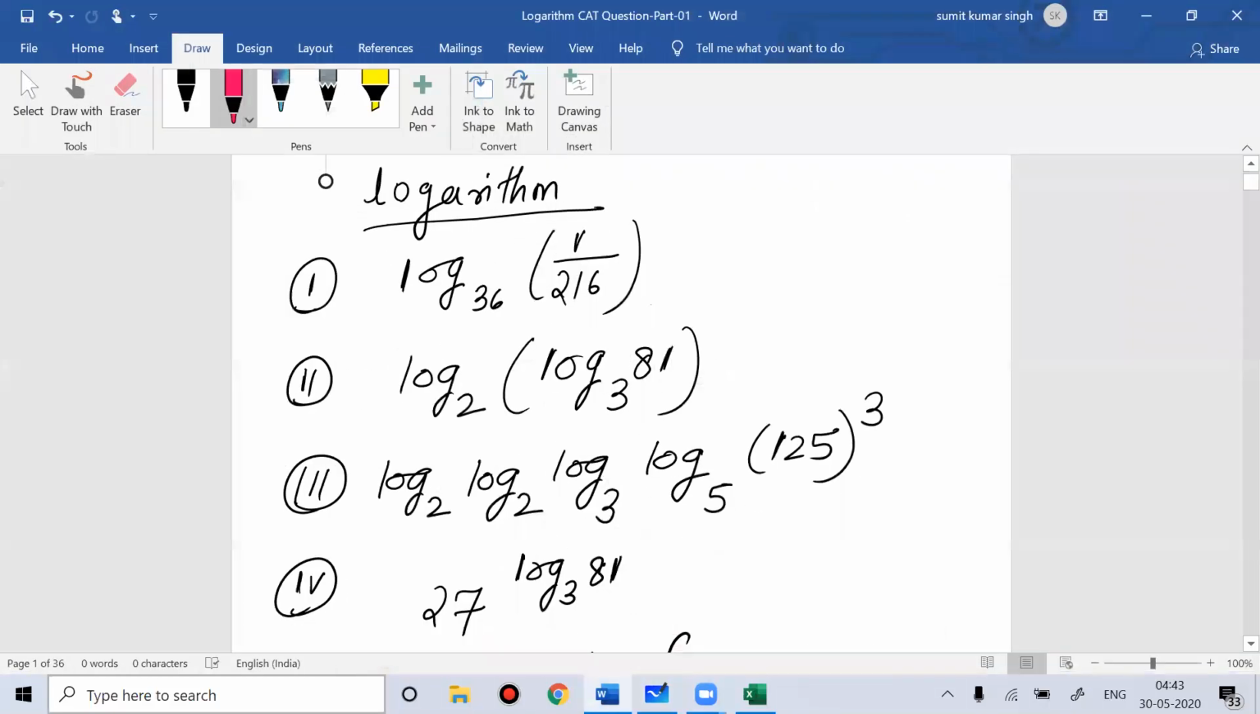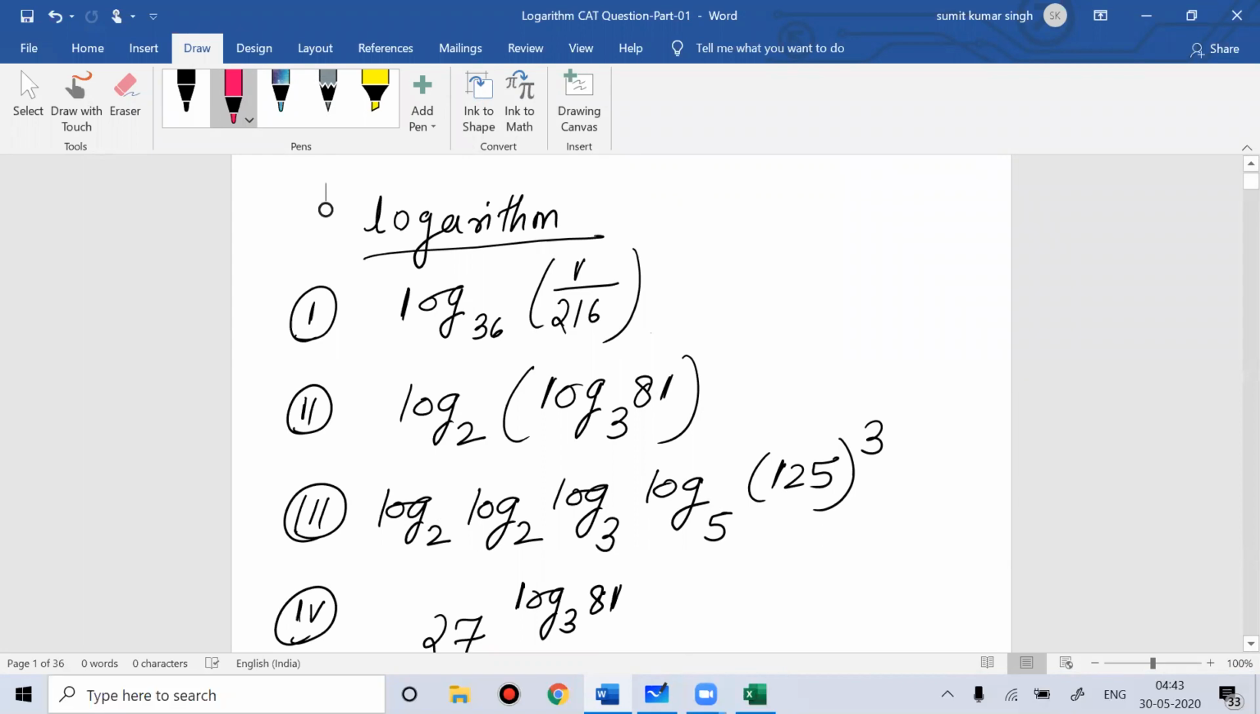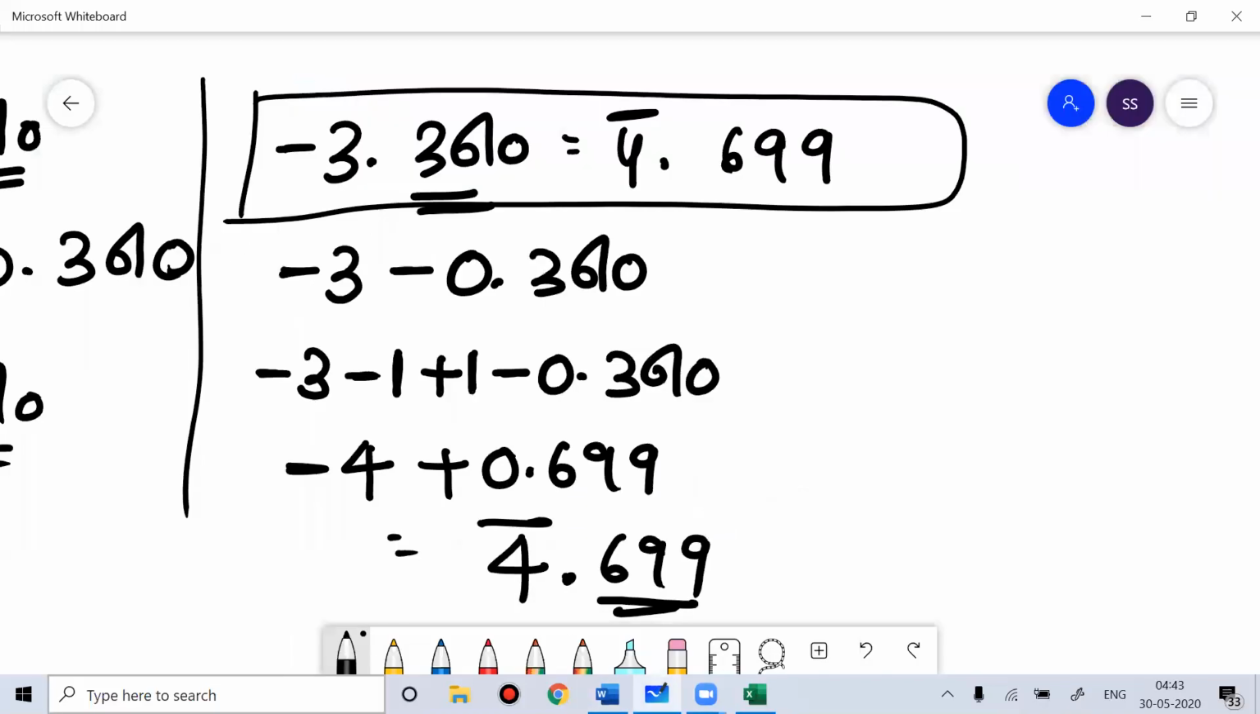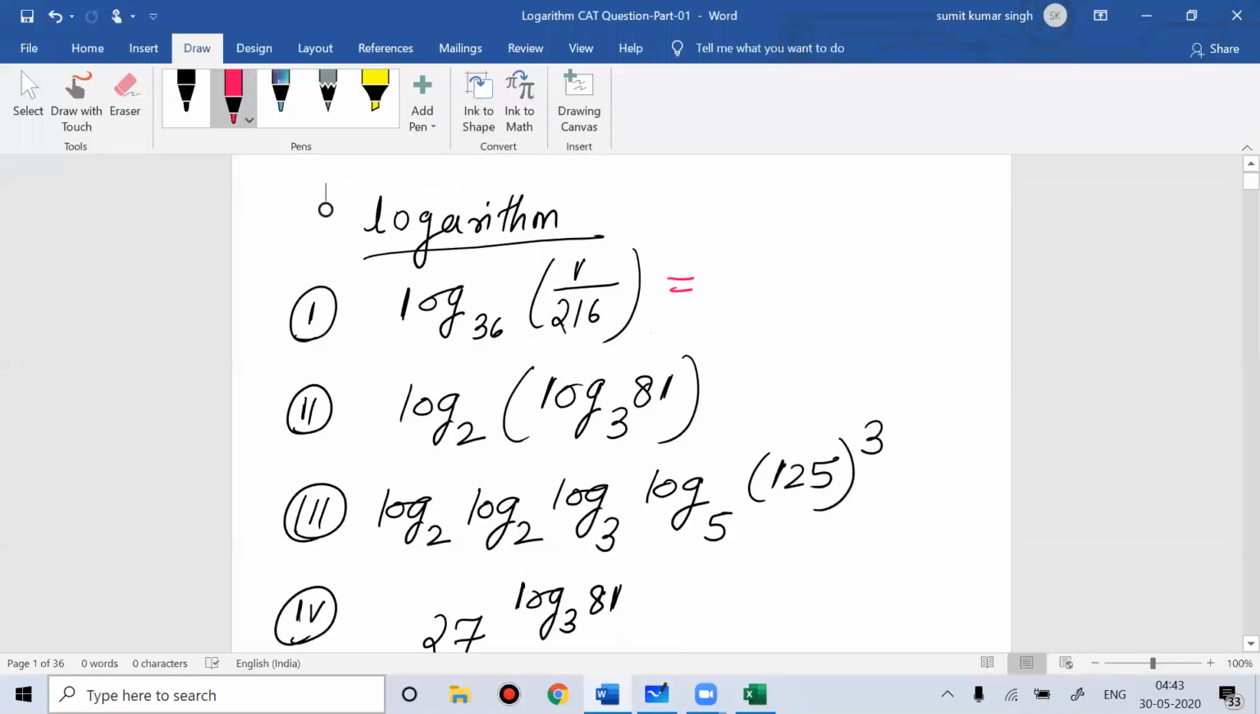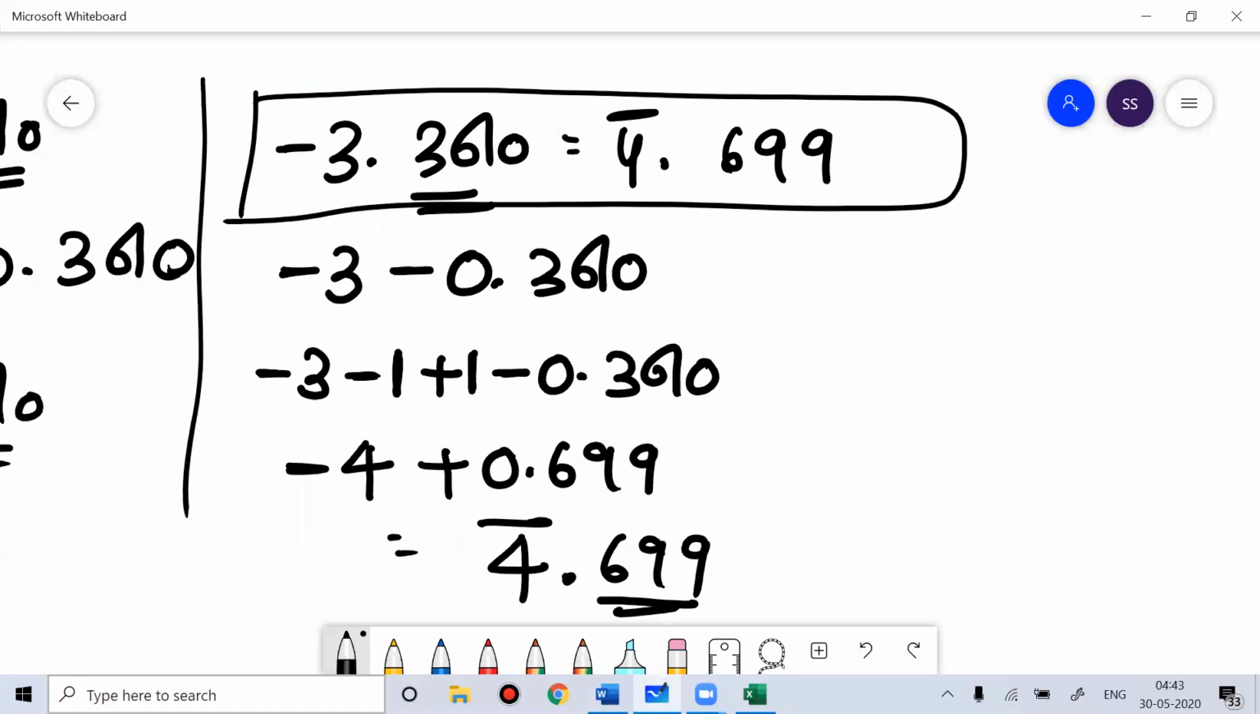Suppose I ask you a question like question number one. How will you solve it? To solve this question, we need to understand the laws of logarithm. When we talk about the laws of logarithm, we should be aware of certain laws.